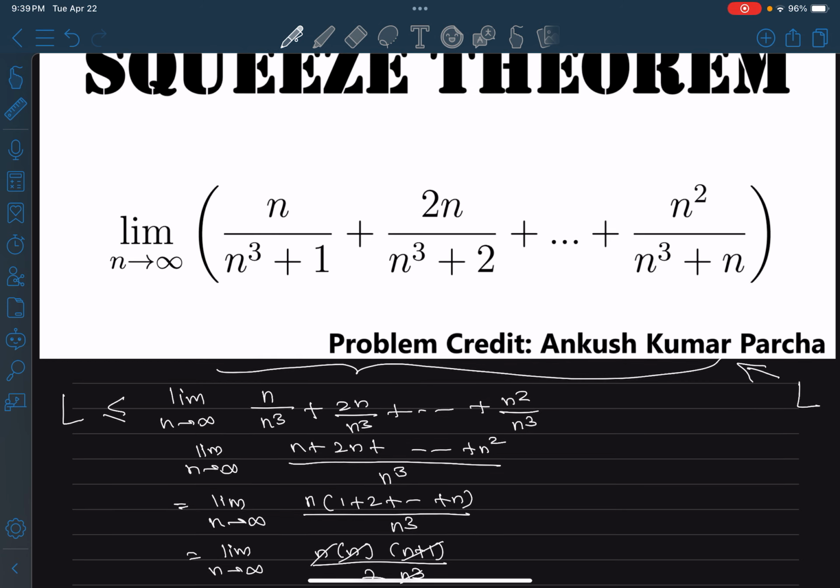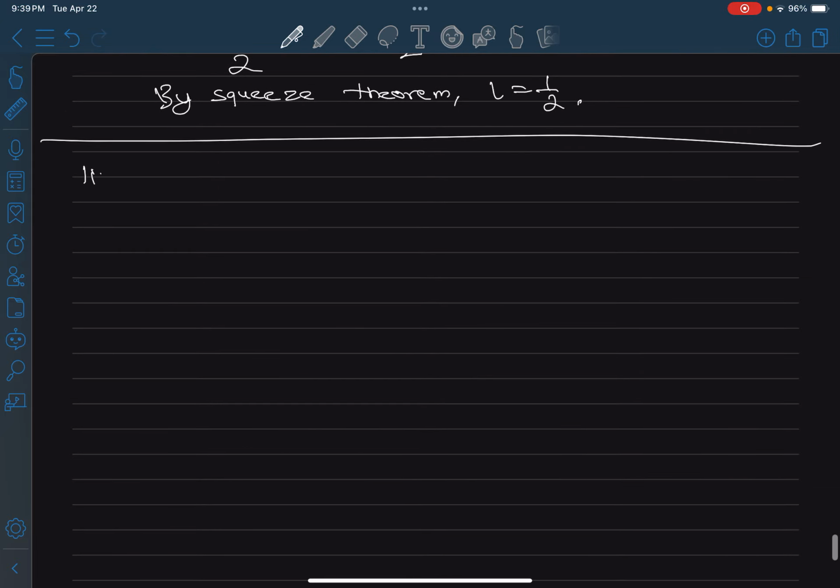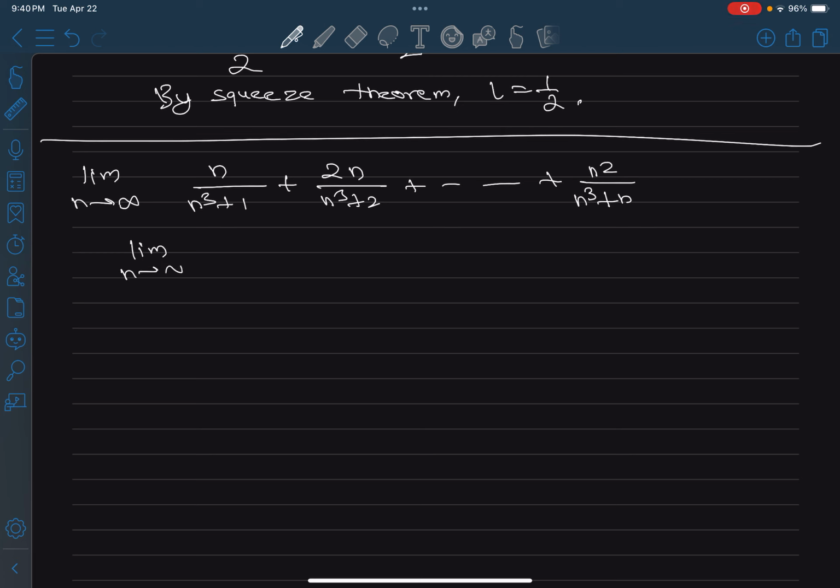Okay, so we already have a solution, but I want to show you how this can also be solved by using the Riemann sum. That's also really good practice. The sum n by n cubed plus 1, plus 2n by n cubed plus 2, up to n squared by n cubed plus n, we can write as the limit as n goes to infinity of the sum from k equals 1 to n of kn by n cubed plus k.